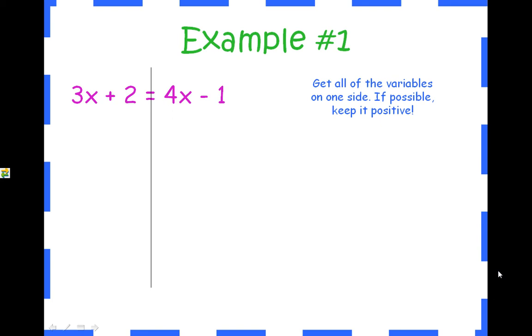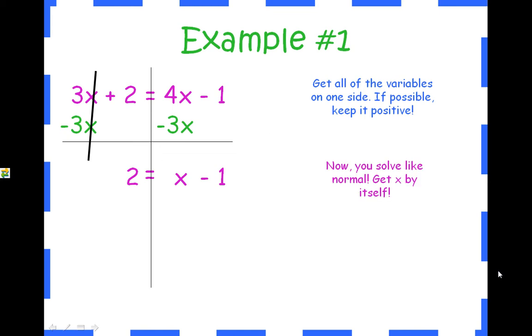So take away 3x from the side that it's on, and what you do to one side you have to do to the other. So we got to take away 3x from that side as well. When we do that, those cancel out, leaving us with 2. 4x minus 3x is just going to give us 1x and bring down that minus 1. So now that variable is on one side, and we can solve like we normally have. We got a one-step equation here.